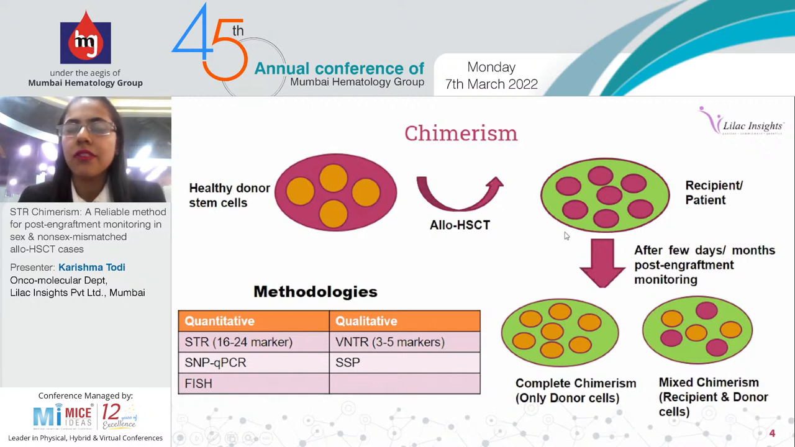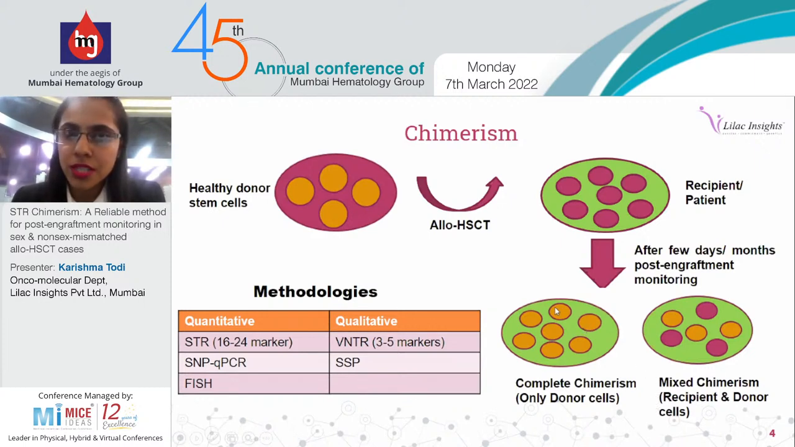After a few days, like day 14 or day 20, post-engraftment monitoring is done. This is called chimerism testing, in which we look for whether there is a complete chimerism, that is, only the donor cells are present in the recipient, or whether mixed chimerism has occurred, in which both recipient and donor cells are present.